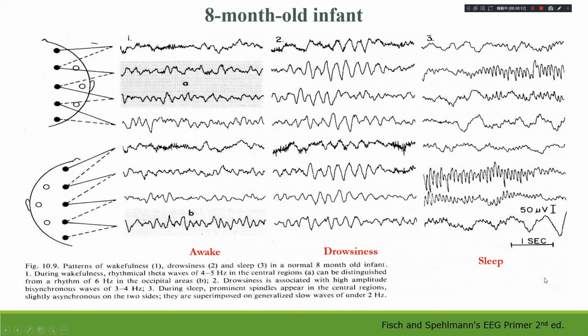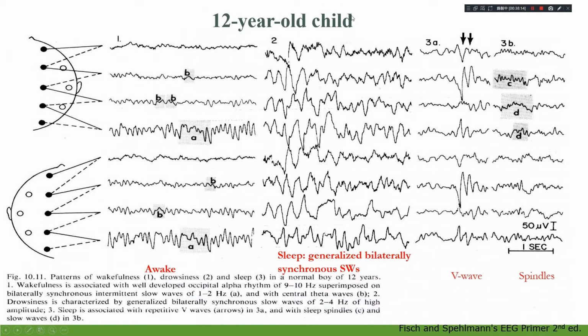When they reach, say, a 12-year-old child, they will have very good alpha background, but the alpha background sometimes intermixes with slow activity of 1 to 2 Hz, which is also normal. We will see some theta activity over the central area, which is also normal in a young child. And sleep also shows generalized high voltage synchronous slow waves, V waves and sleep spindles.